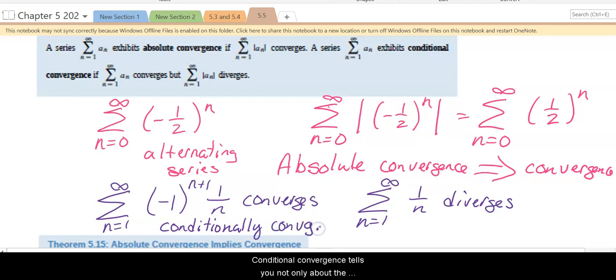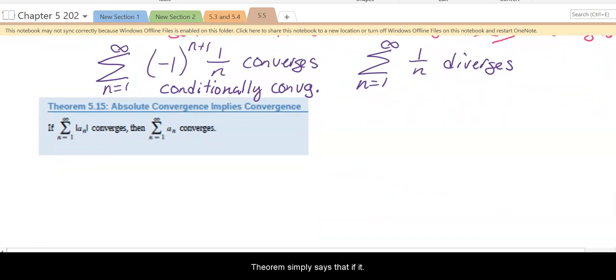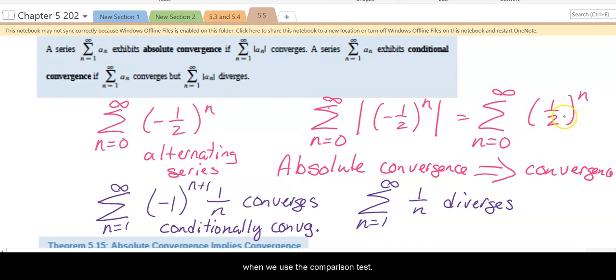Conditional convergence tells you not only about the convergence of the alternating series, but the non-convergence of the absolute value of the alternating series. The next theorem simply says that if it is absolutely convergent, then the alternating series converges. This is what we were talking about above when we used the comparison test. If the absolute value, where all the terms are positive, making it larger than the alternating series, converges, the smaller one must converge.